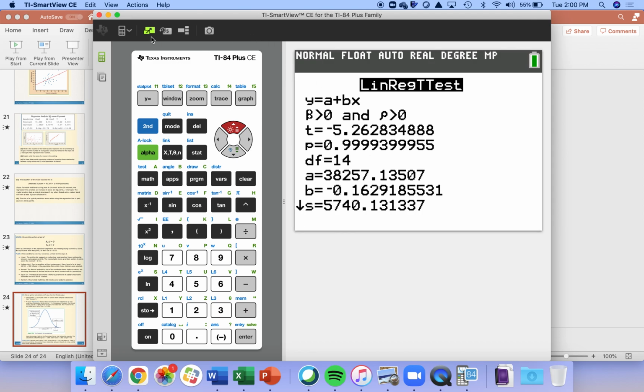But a lot of times, you'll just be given a Minitab output, and you have to interpret it.